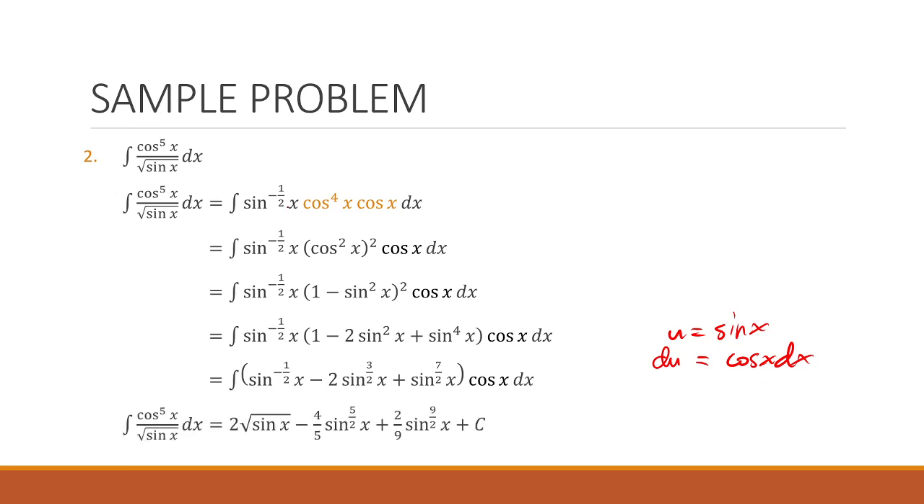Apply power rule. Negative 1/2 plus 1, that's 1/2 divided by 1/2. So simplify lang. Then 3/2 plus 1, that's 5/2. So sine raised to 5/2 divided by 5/2, tapos simplify lang. And then 7/2 plus 1, that would be 9/2. So this will be divided by 9/2. And then simplify plus c. This is now our final answer. Okay.